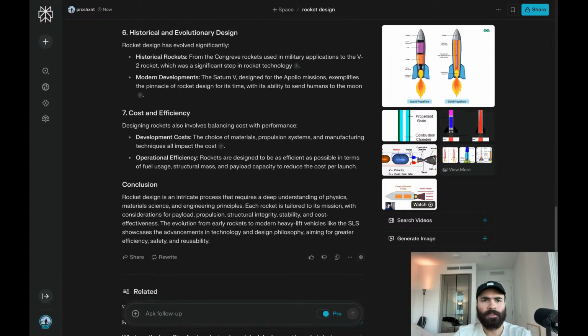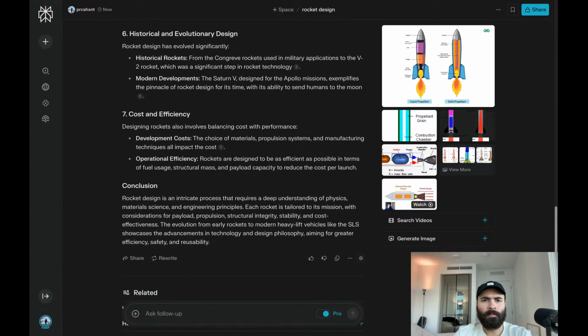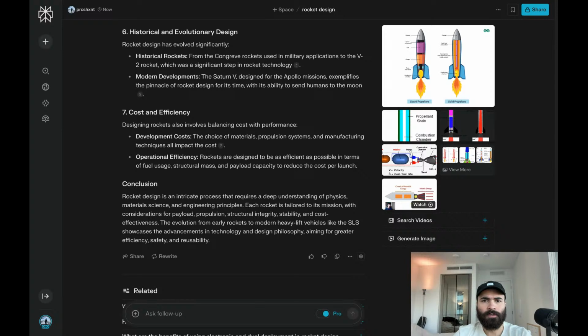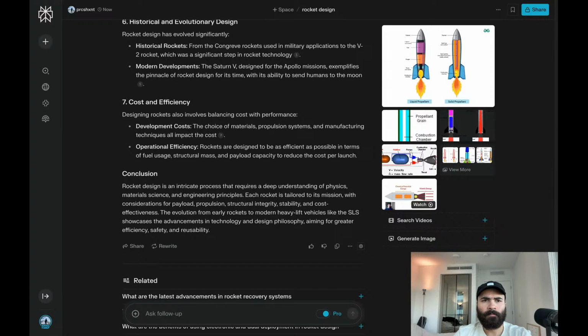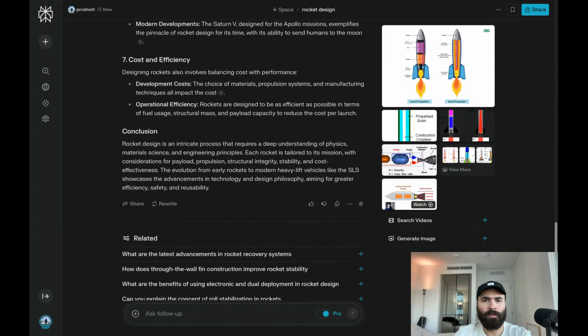Historical and evolutionary design: from the Congreve rockets used in military applications to the V-2 rocket, which was a significant step in rocket technology. The Saturn V design for the Apollo mission exemplifies the pinnacle of rocket design for its time, with its ability to send humans to the moon.